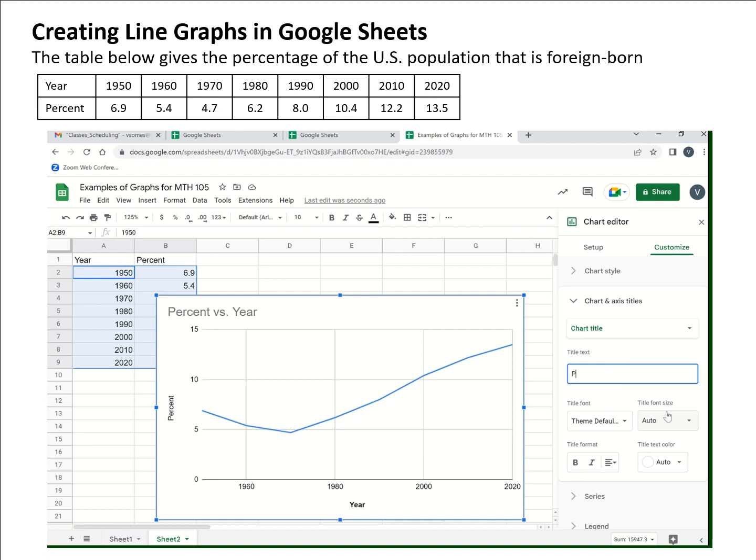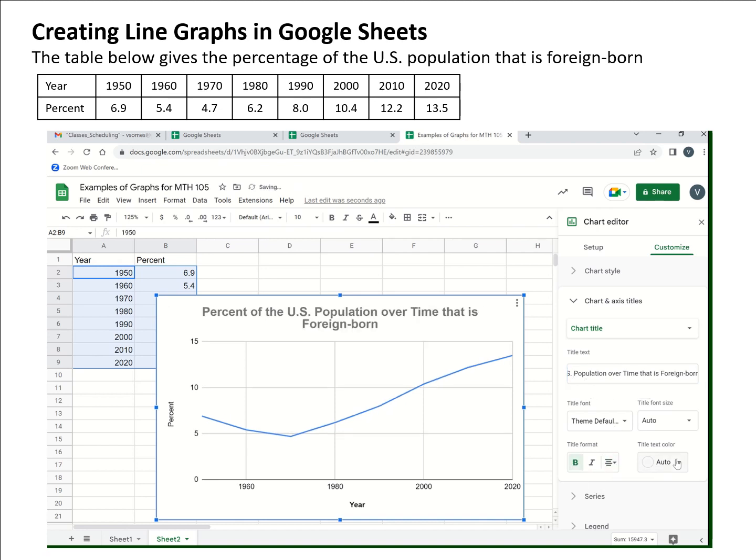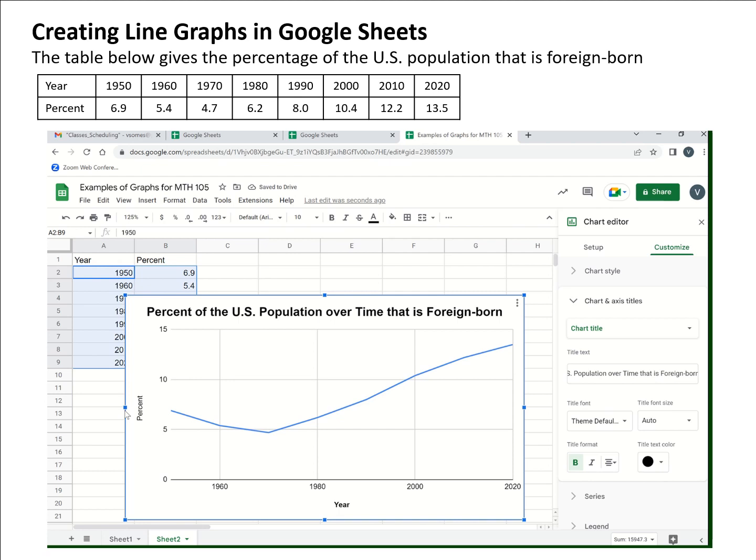Let's say this is the percent of the U.S. population over time that is foreign-born. Now, I didn't put a space there, so it's saying I have bad spelling, but there we go. We could center that title. We could bold it. We could change the color to make it stand out a little bit more. And if I want the title to be all on one line, I could actually extend the graph to make sure that it shows there more specifically. So we've got a nice title now that's very specific to the situation.